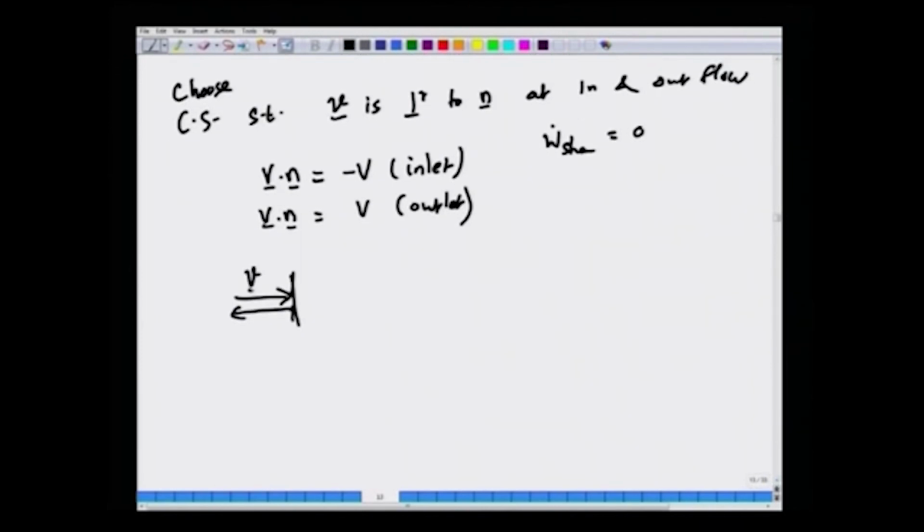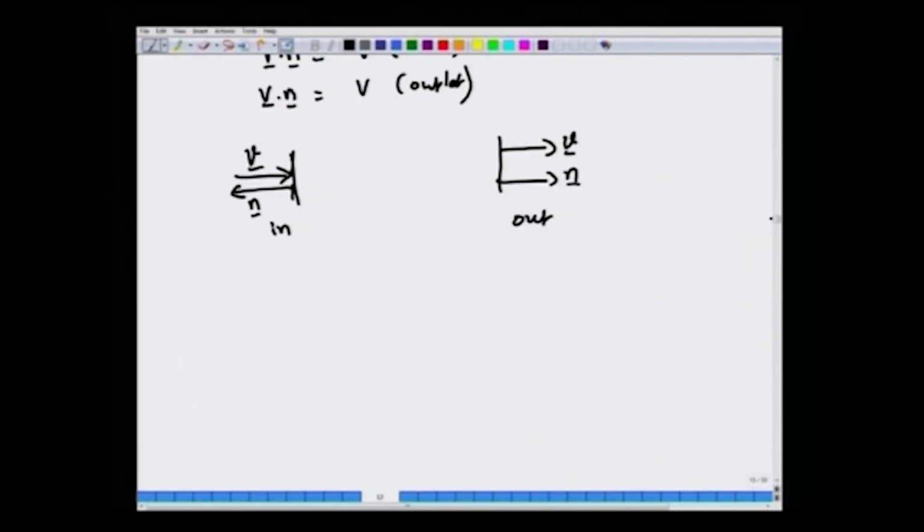This is V, this is N at the inlet. So, V dot N is minus V. This is V, this is N at the outlet. So, V dot N is plus V. Both the vectors are pointing in the same direction at the outlet, whereas both the vectors are pointing in the opposite direction at the inlet.